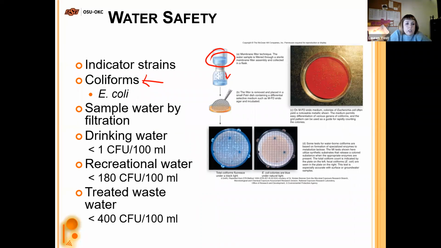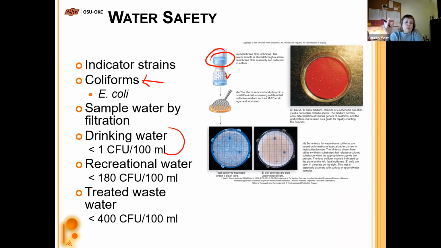Is it healthy enough for people to consume? So these are the ranges. Drinking water we have to have less than 1 colony forming unit per 100 milliliters. So when you take a 100 ml sample of drinking water, it can only have less than 1. It cannot even have 1 colony forming unit. You have to go up to like 1,000 in order to even see 1.